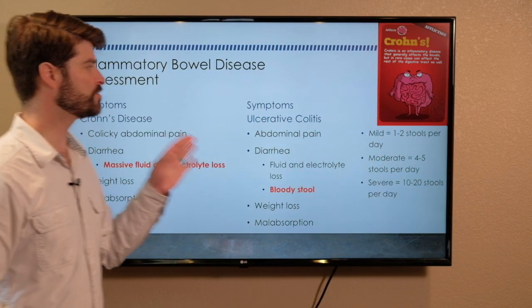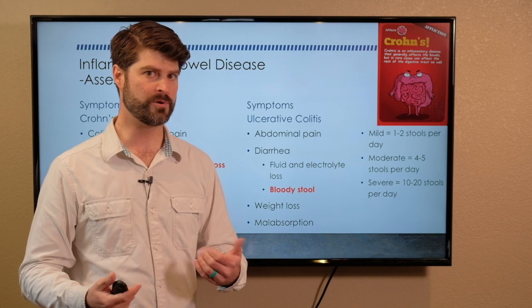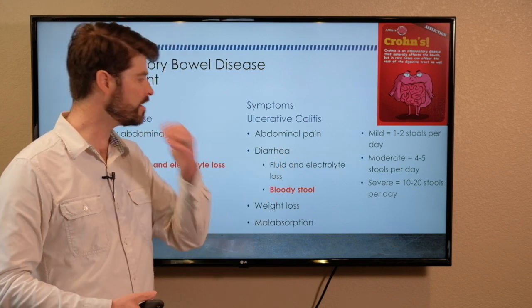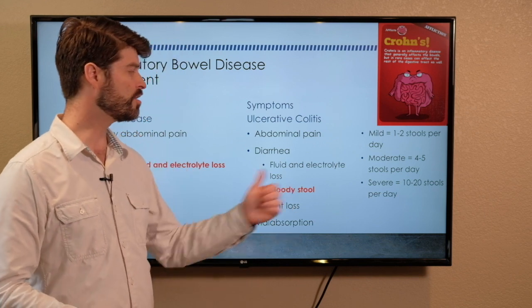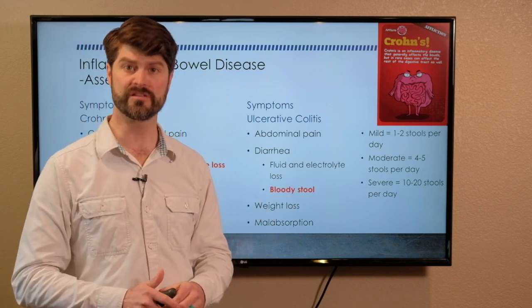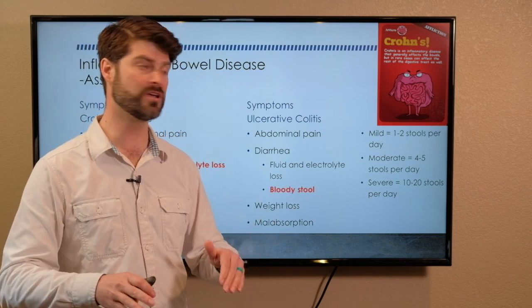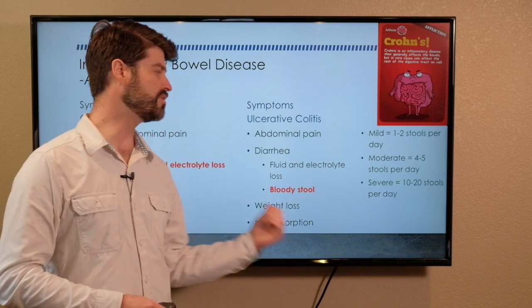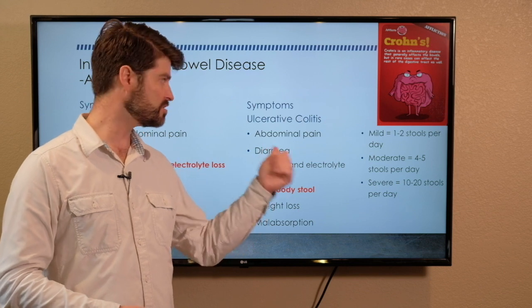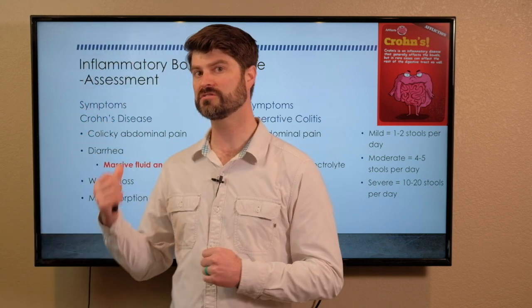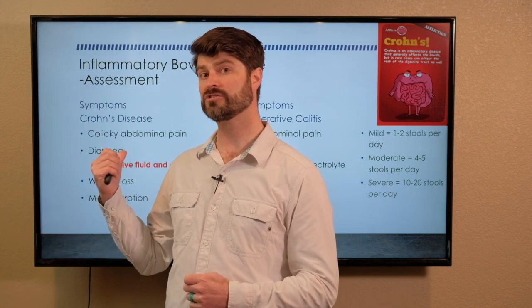For symptoms of ulcerative colitis, we have some similar presentations. So again, abdominal pain and diarrhea are going to be very, very present in these patients. They're also going to have the fluid and electrolyte loss from that frequent stooling, but they're also going to have that bleeding element as well. So hemodynamic stability is a much bigger deal with our ulcerative colitis patients than it is with our Crohn's patients.